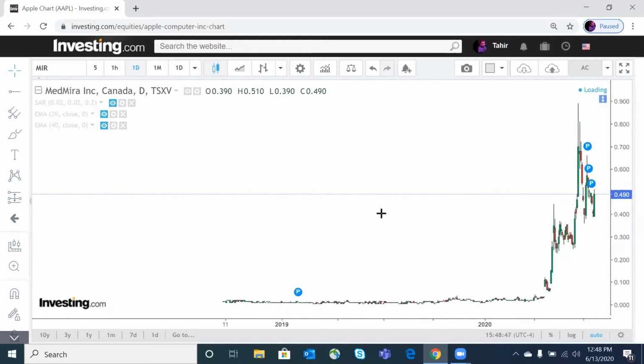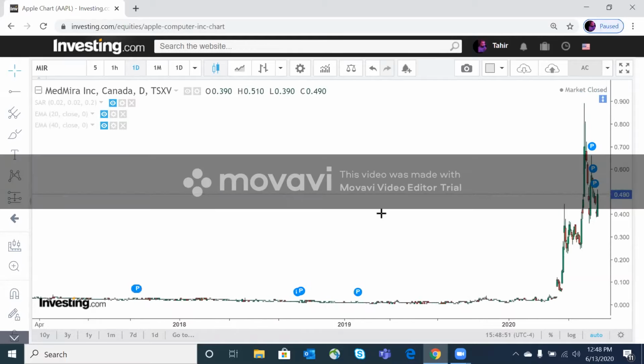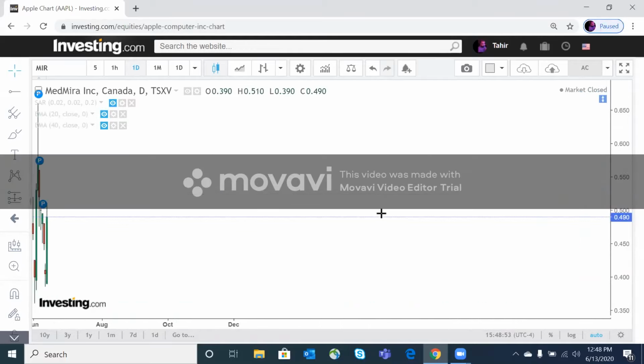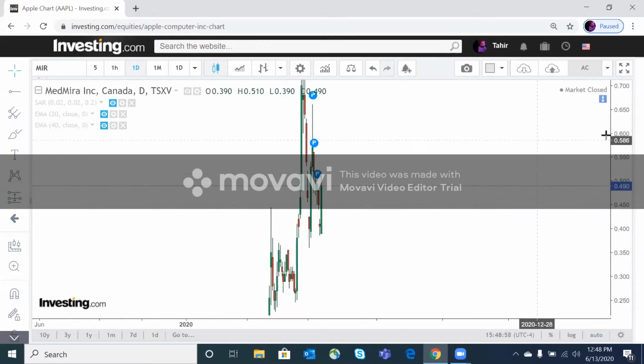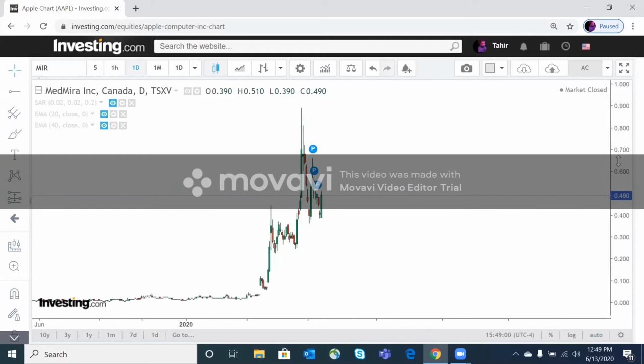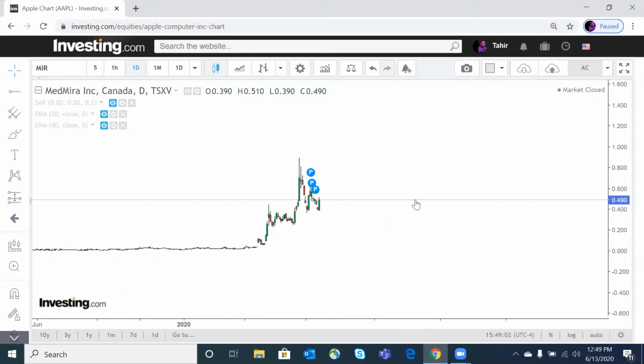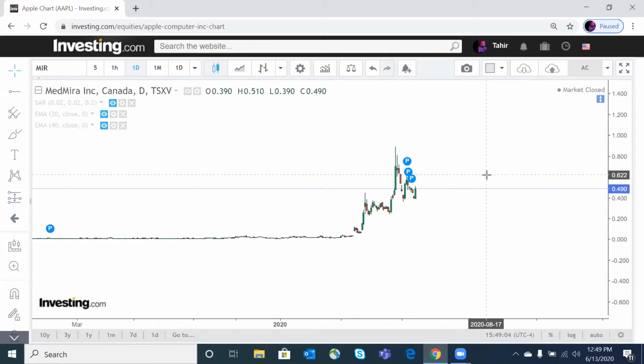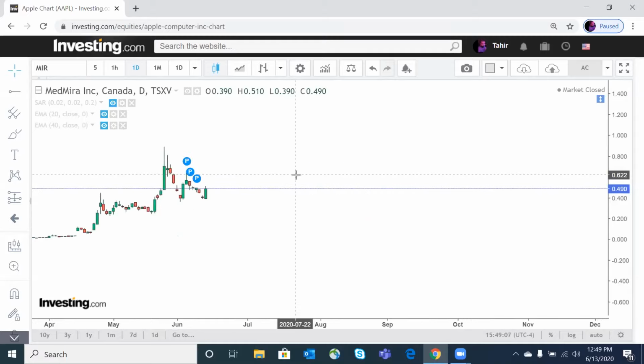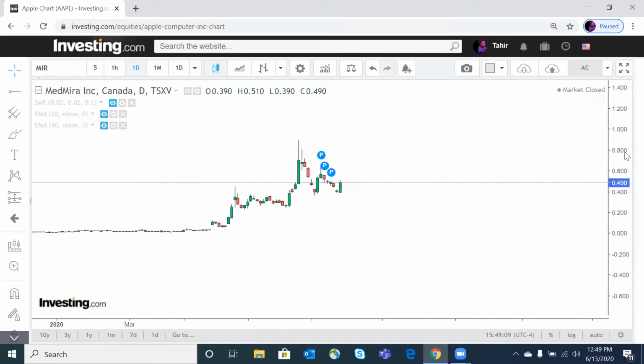So it doesn't have a long history. It doesn't have a history of sustaining at these price levels. For the long term, it's not recommended. It never reached that level. It has gained momentum because of COVID, the Corona thing, because with Corona the pharma industry is up.